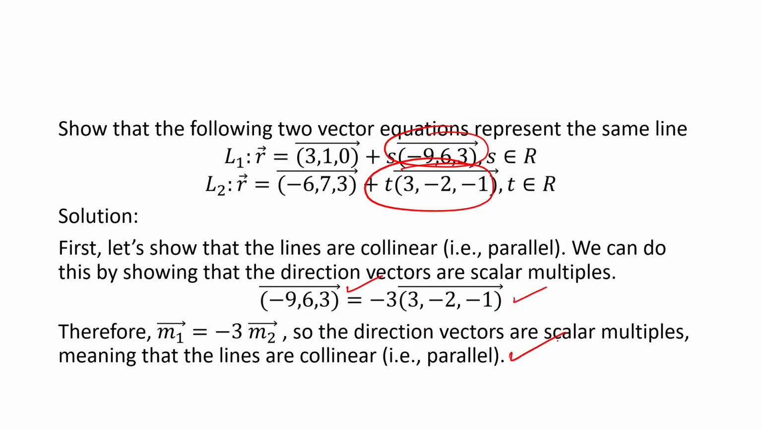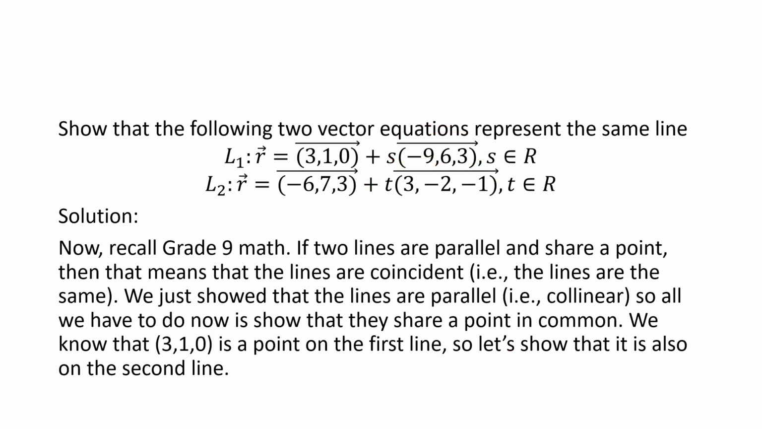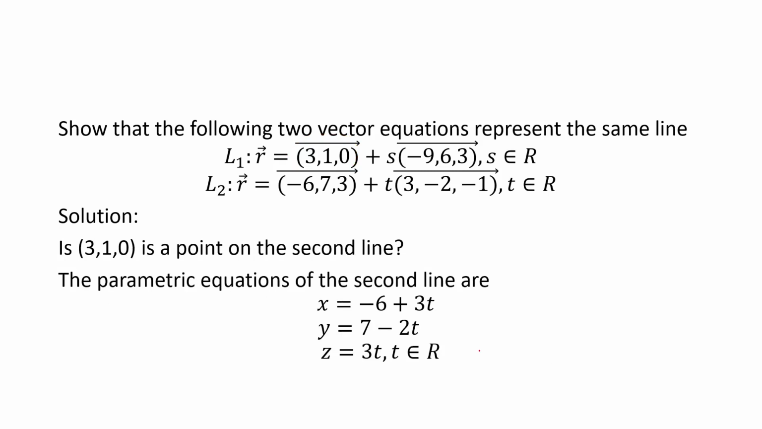Okay, that's fine, but we also have to show that the position vector of one could be used as the position vector of the other. So we're going to recall grade 9 math. If two lines are parallel and share a point, then the lines are coincident, i.e. the lines are the same. We've shown them to be parallel, so all we have to do now is show that they share a point. Since the position vector (3, 1, 0) is used as a position vector for the first line, that means the point (3, 1, 0) is a point on the first line. Let's just show that it's also a point on the second line.